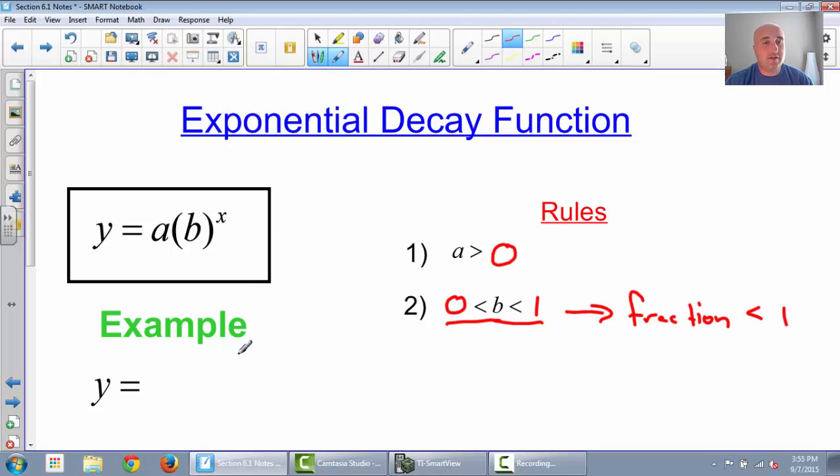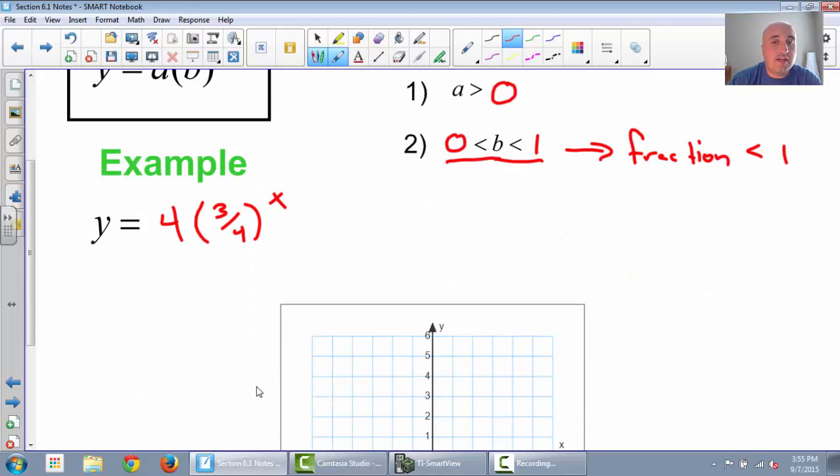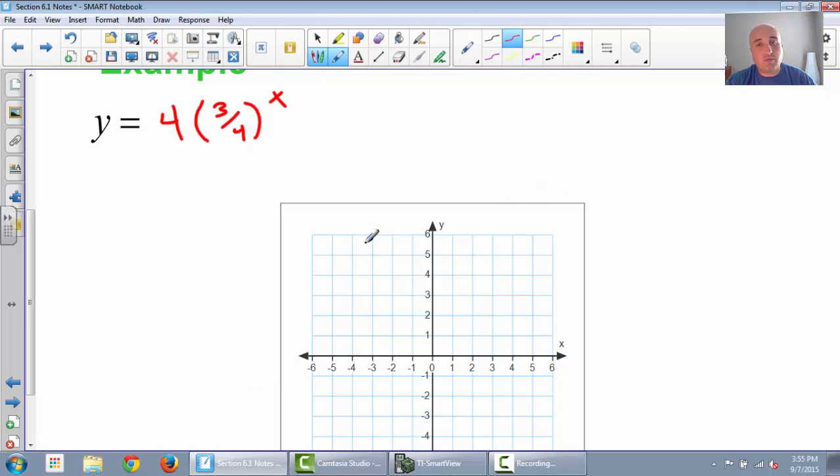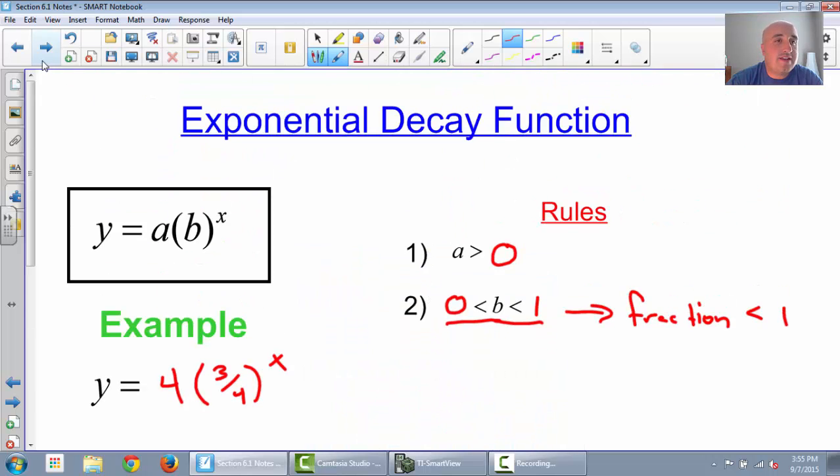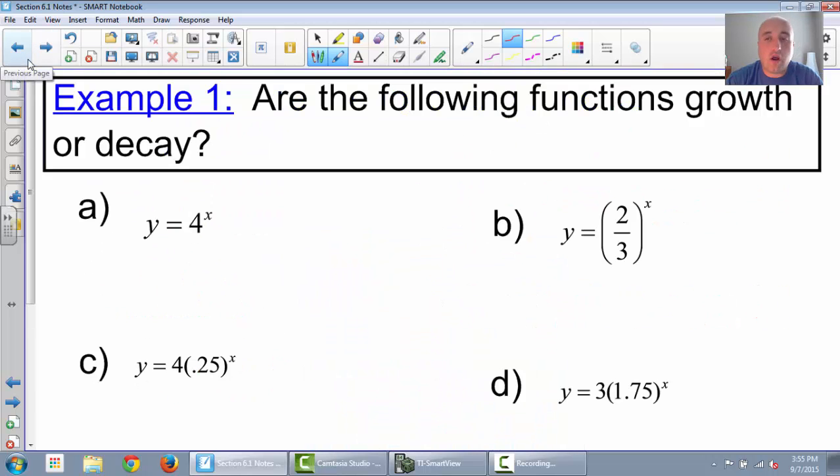So for instance, y equals, a must be bigger than 0, so let's say 4. And inside the parentheses, the b must be a fraction less than 1, so let's say 3/4. So 4 times 3/4 raised to the x power. And if your base of your power is a fraction less than 1, your graph is going to be a decay. So from left to right, it's going to go down. And there we have an exponential decay graph. There's a lot of stuff in this first section, so let's just move right along.